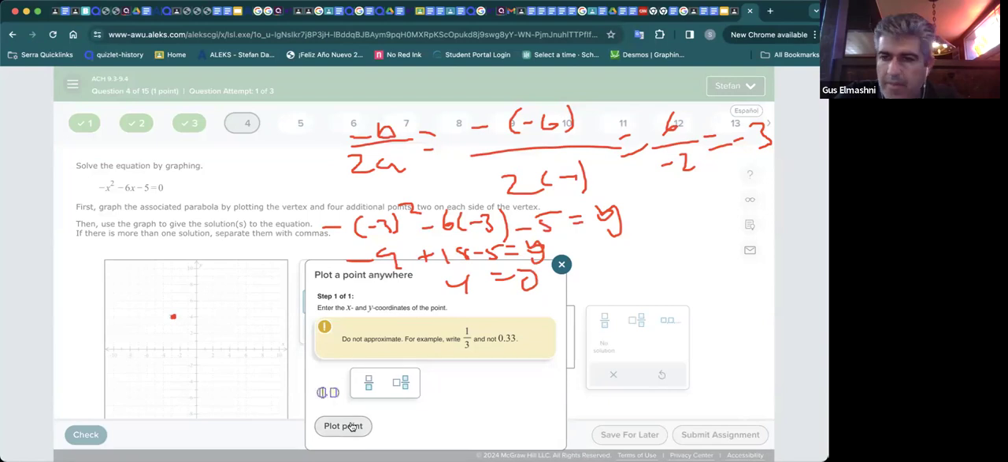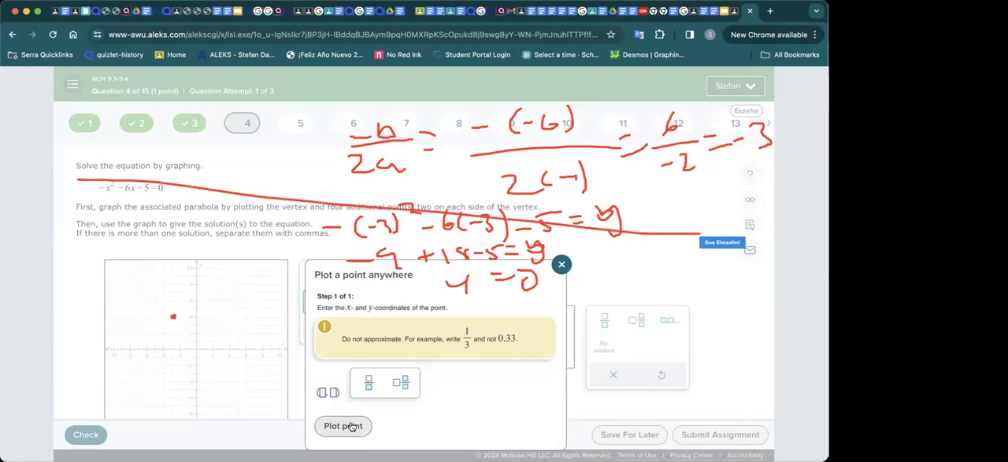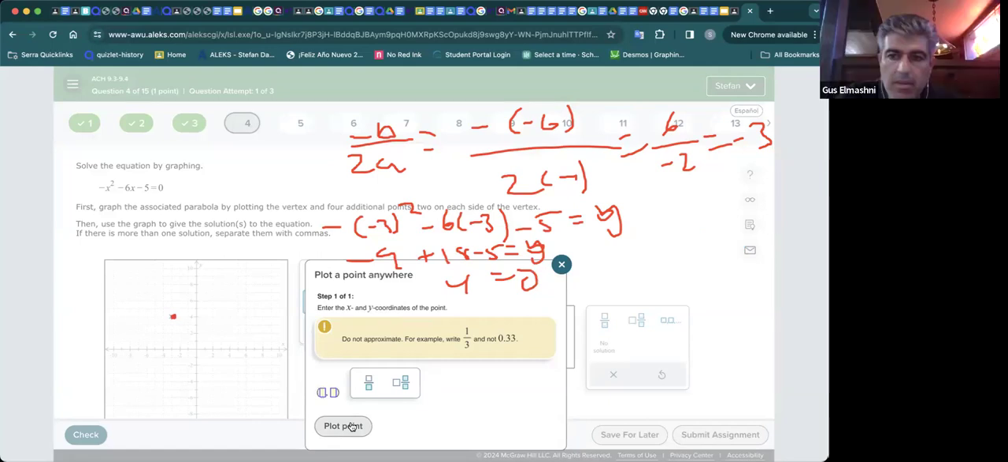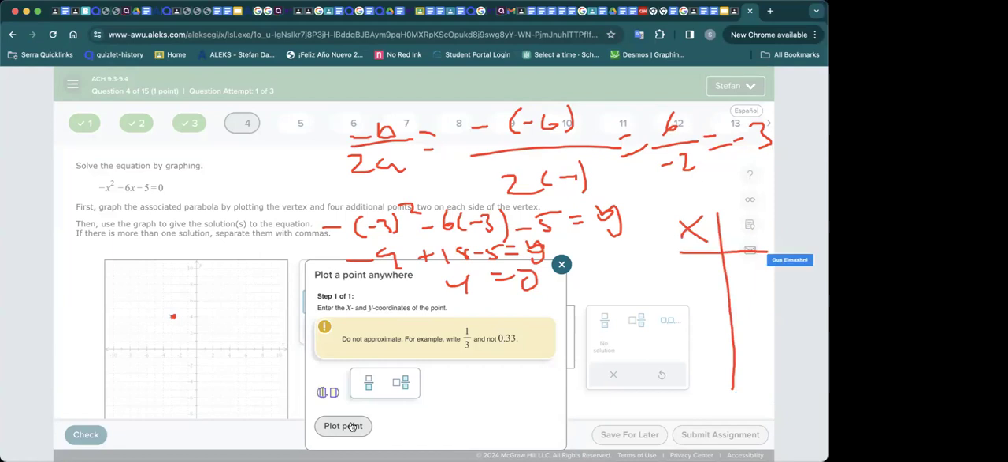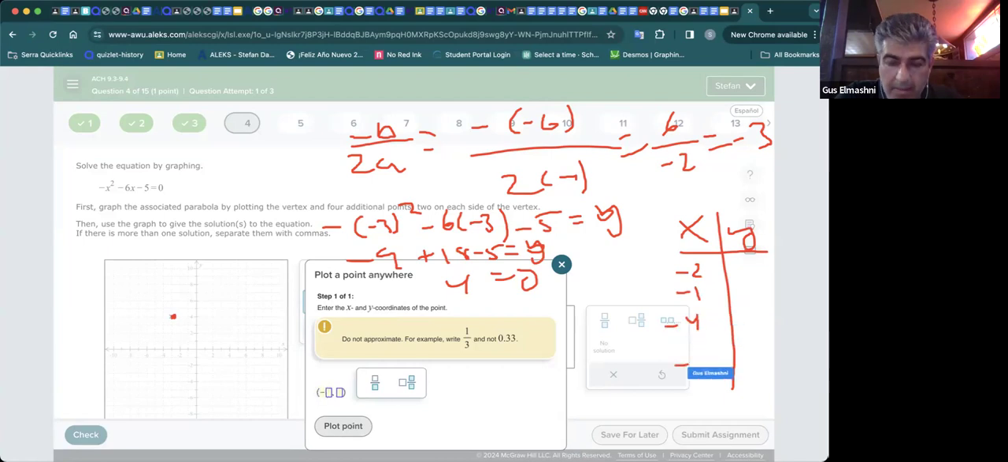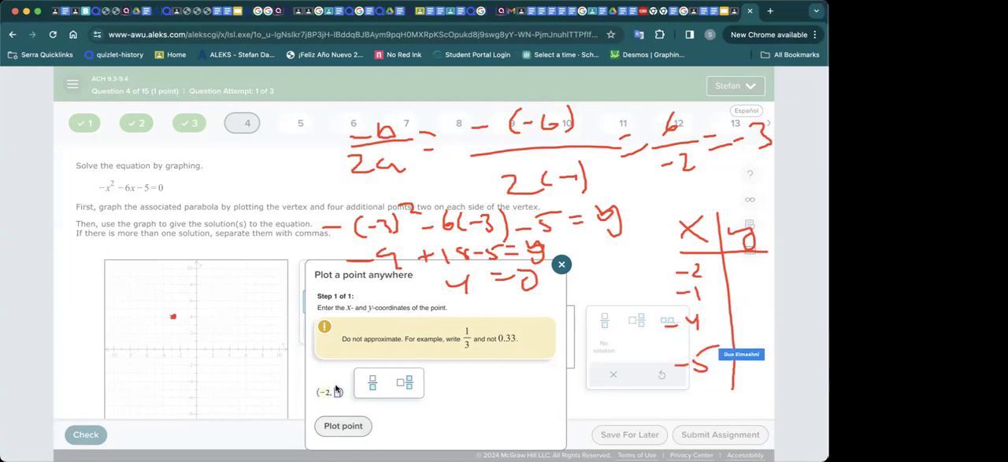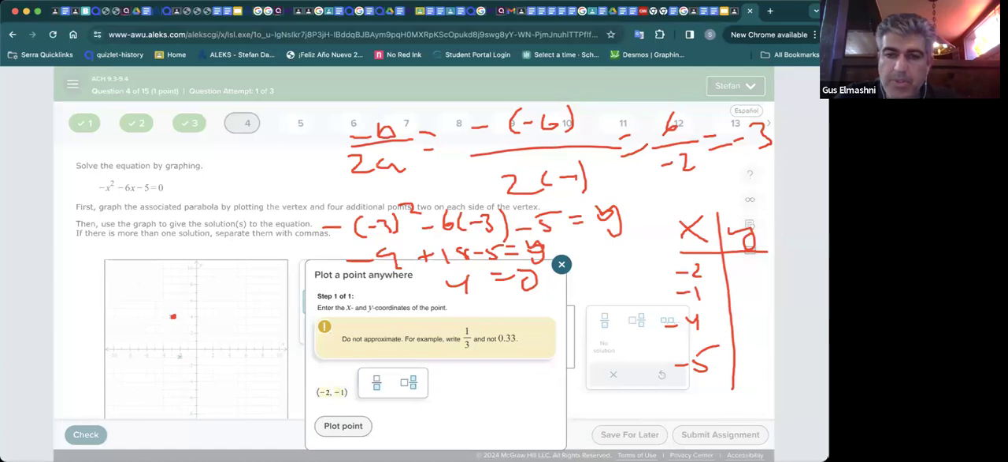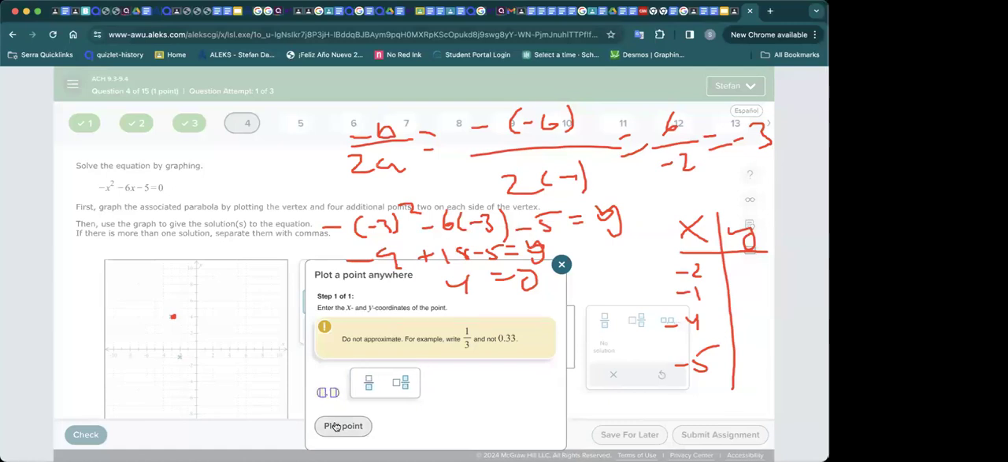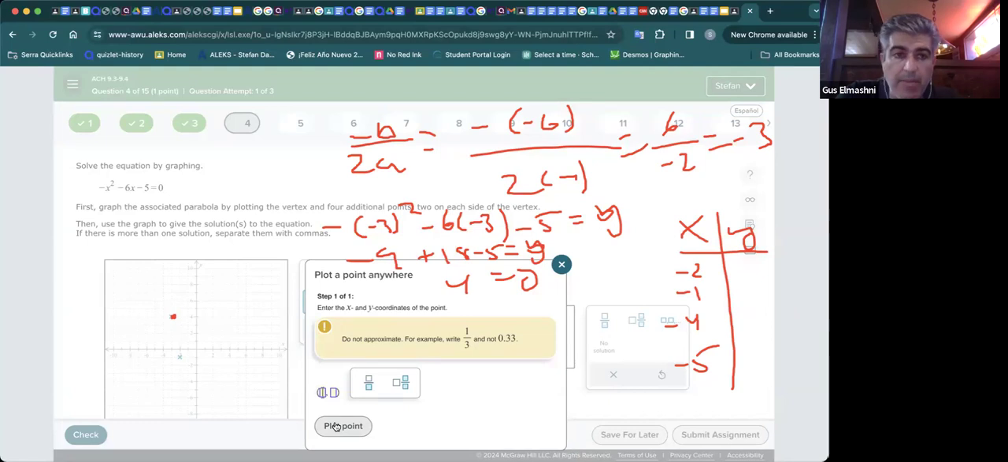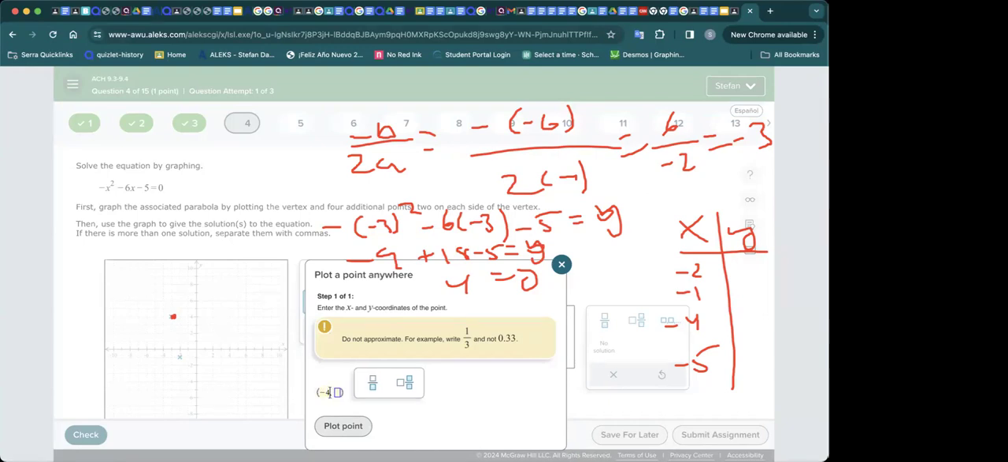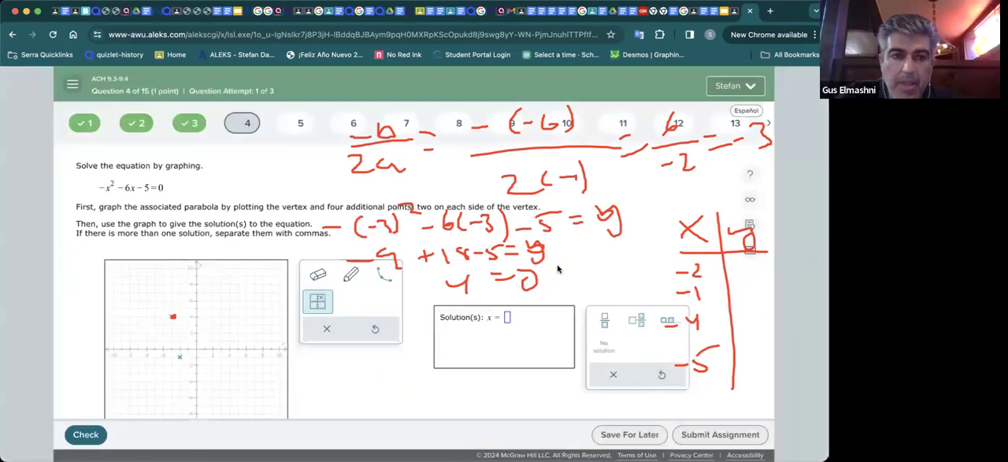And then you want to plug in points to the left and to the right of negative three. So it's negative two, negative one, and negative four and negative five. That'll make your lives much easier. So plug those in. I wrote down negative two, negative one, negative four, negative five. And you just have to plug it back into the equation and work it out. It might help to actually factor out the negative first.